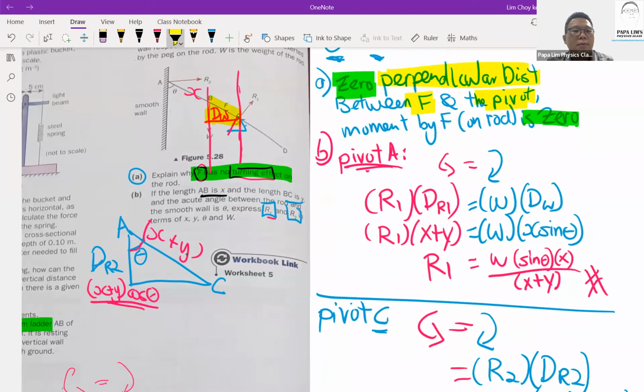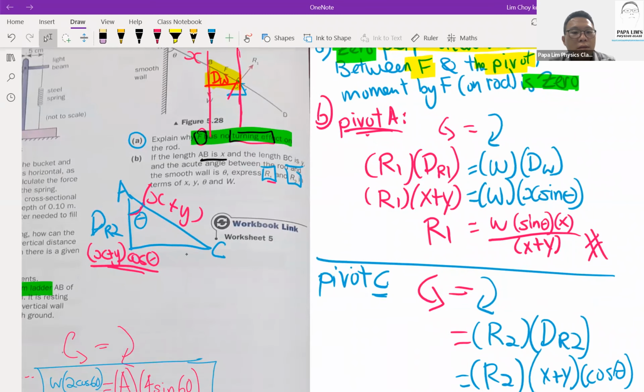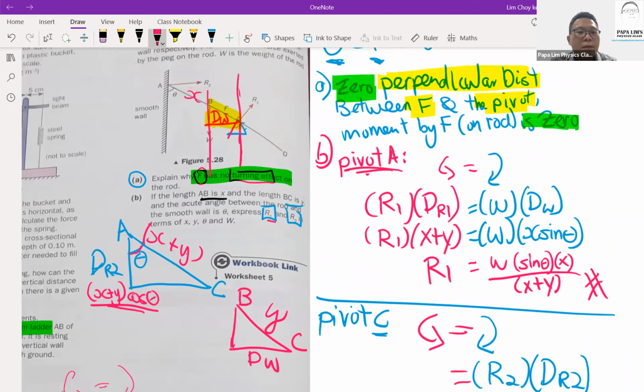Same thing, let me redraw it. The right angle triangle I'm looking at is here, BC. This is dw. BC, based on the question, is y. Same thing, basic trigonometry. With parallel lines, if this is theta, this will be theta, corresponding angle. So take note of the theta.